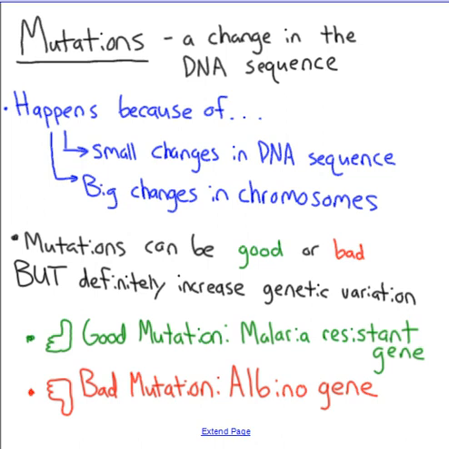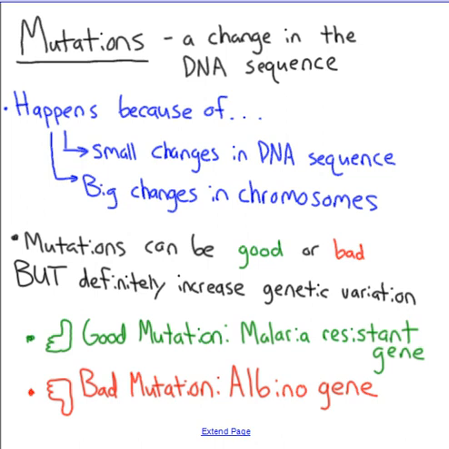So there can be many ways mutations happen, but they are either through small changes in the DNA sequence, which is changing the A to a C or G to a T. So you just change the letters around. So you can change the DNA sequence, or you can have really big changes through changes in the chromosomes.